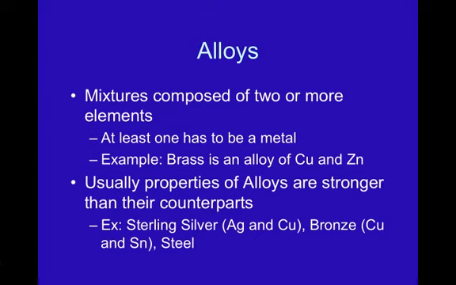Another example is bronze. Bronze is actually the mixture of copper and tin. Tin is actually a pretty weak metal. Copper is a pretty strong metal. When you mix them together, you kind of get the benefits of both of them, and you get bronze. And then the last one is steel. Steel is actually a mixture of lots of elements.